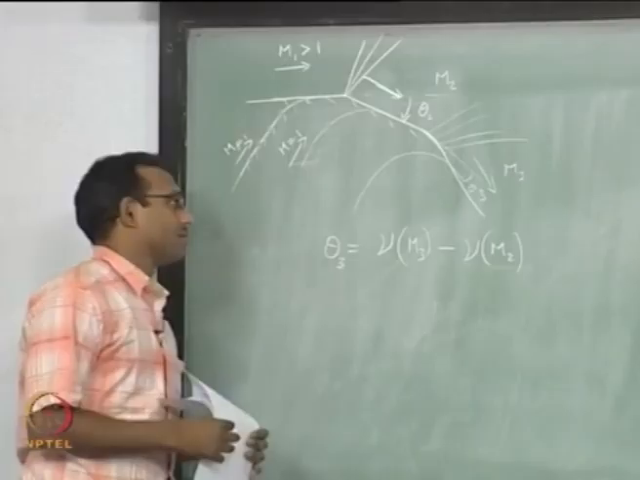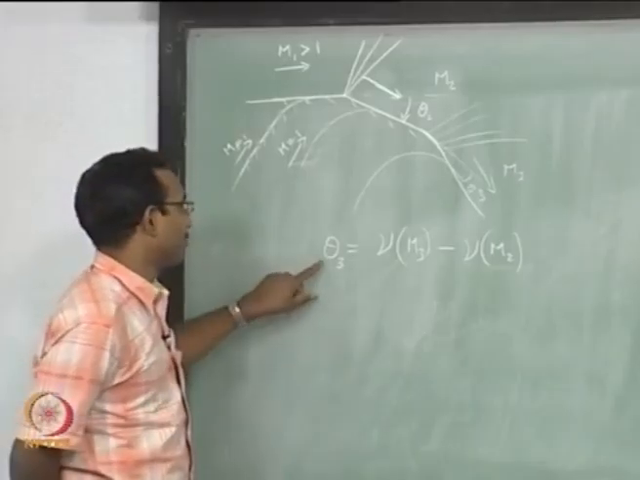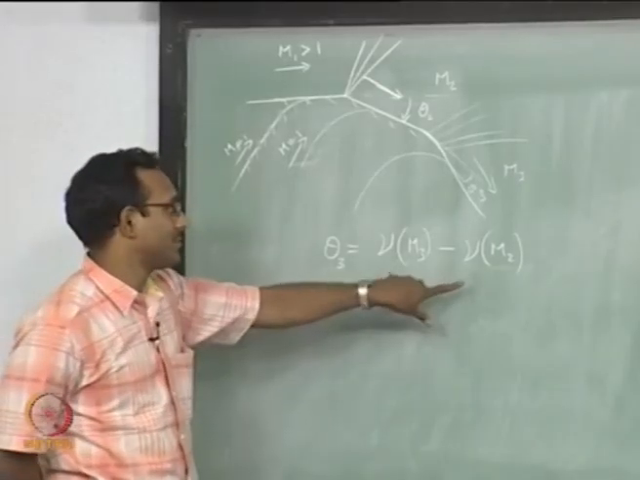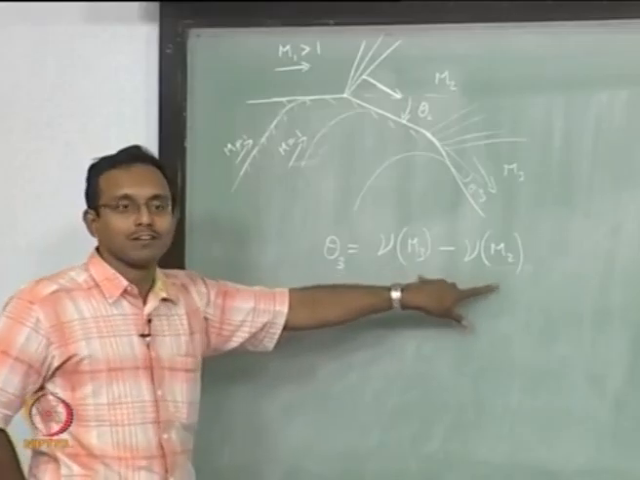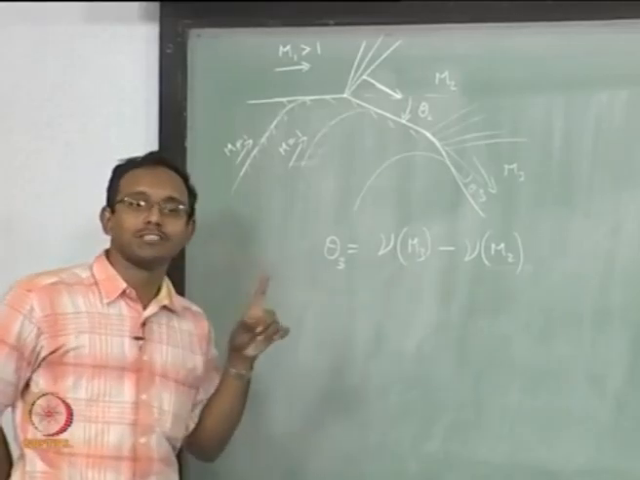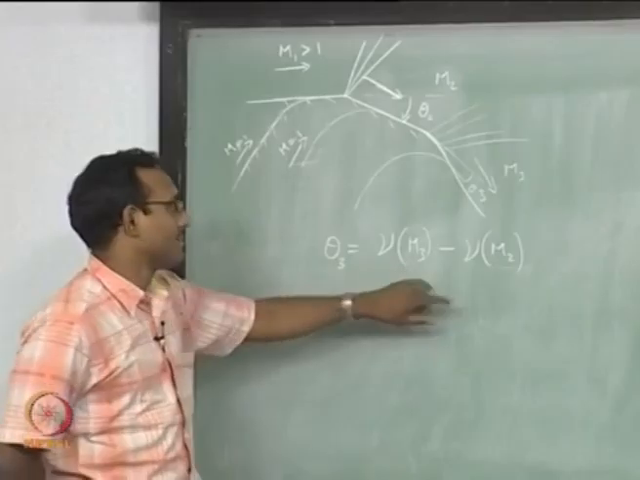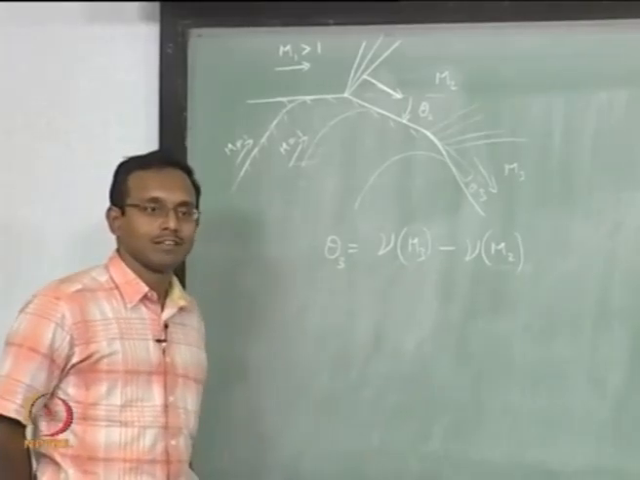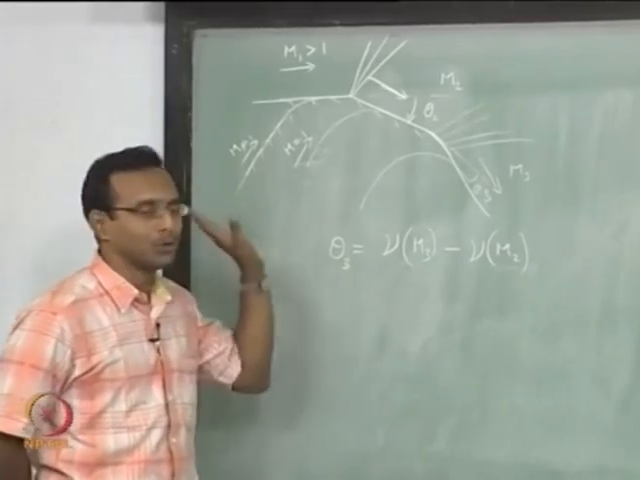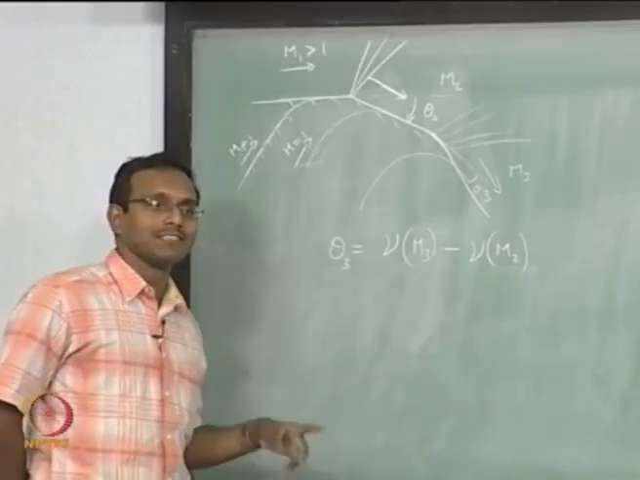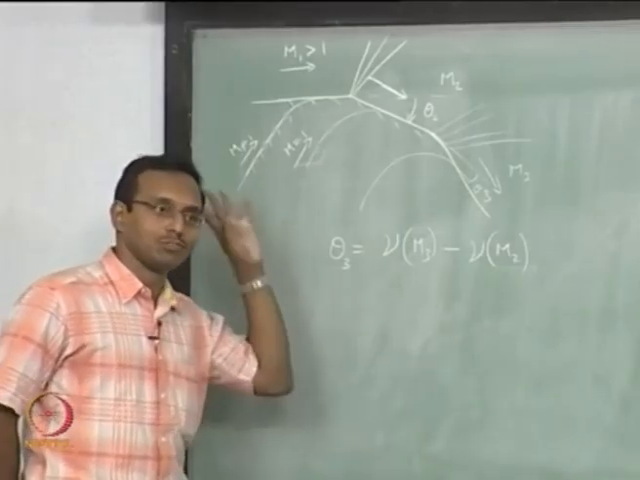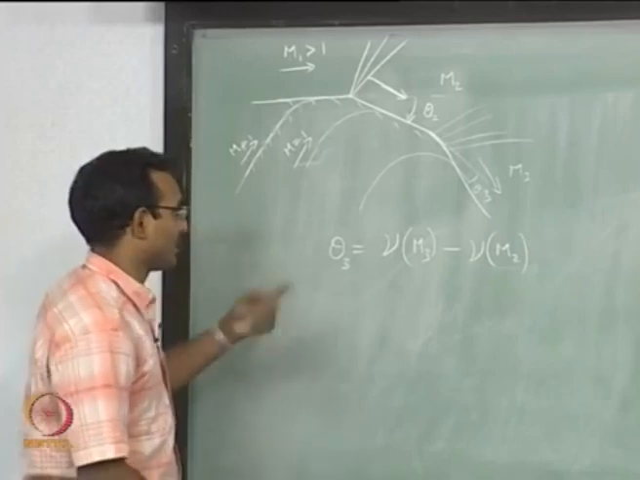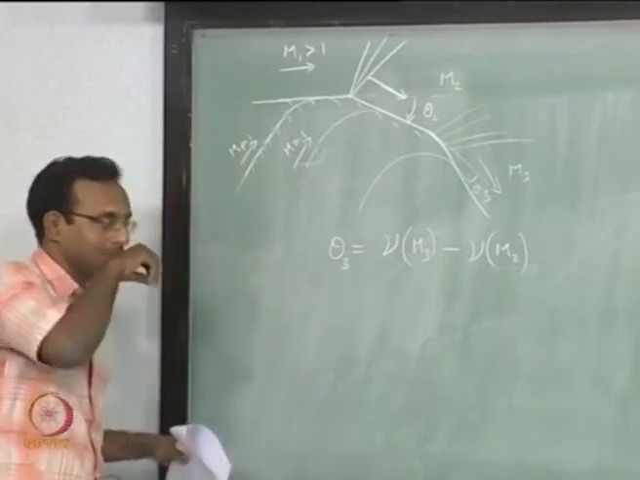Something like this. Basically it is just coming down to the deflection being equal to the difference in my Prandtl-Meyer functions for those Mach numbers. Only one caution in this whole thing: the Mach number can never be less than 1. If it is less than 1, I cannot use this whole analysis, because during the analysis I assumed that I have supersonic flow. So I cannot use that analysis if that is the case.